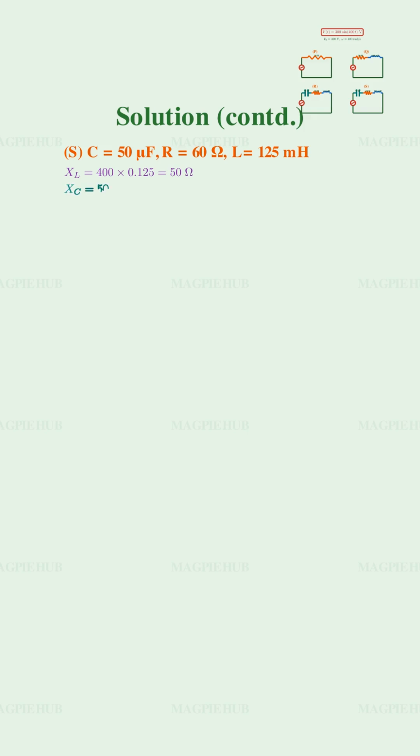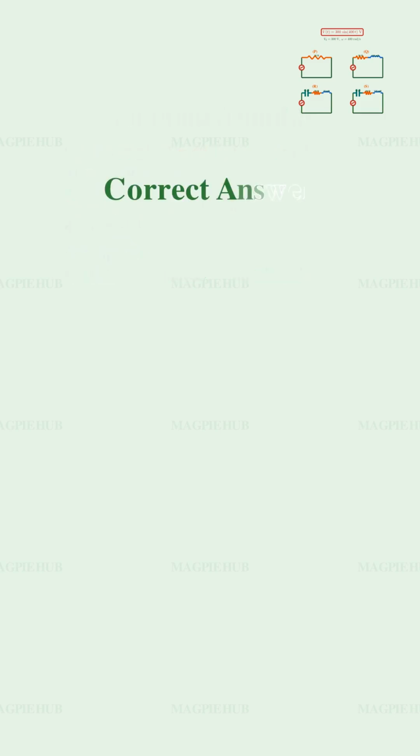For configuration S, C equals 50 microfarad, R equals 60 ohms, and L equals 125 millihenry. XL equals 400 times 0.125 equals 50 ohms. XC equals 50 ohms, same as before. XL equals XC, so this is resonance. The net reactance is 0. Impedance Z equals R equals 60 ohms. Peak current I0 equals 300 over 60 equals 5 amperes. At resonance, the current is in phase with the voltage. This matches waveform 1. The correct answer is option A.